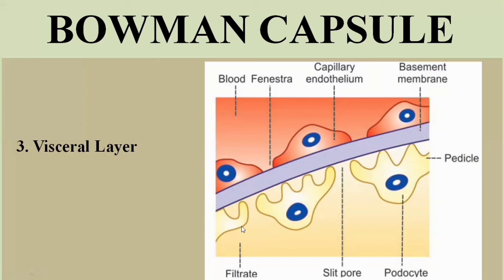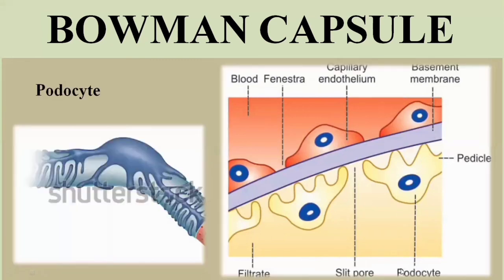This third layer, the visceral layer, is made up of epithelial cells. There are spaces between these epithelial cells, and the spaces between them make up the filtration pore, also known as the slit pore, that allows the filtrate to come in and accumulate in this space. These epithelial cells have cytoplasmic projections that make up foot-like structures known as pedicles. Because of these pedicles, the epithelial cells are known as podocytes. So podocytes are epithelial cells with projections with pedicles that make up the visceral layer of the Bowman's capsule.